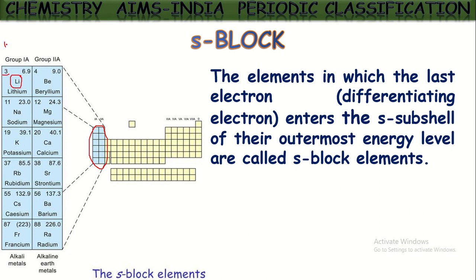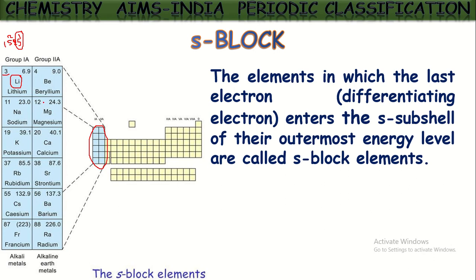For example, if you see lithium among these, we know the atomic number of lithium is 3. If you write its configuration, 1s2, 2s1. Where is the differentiating electron for this lithium? Differentiating electron in the sense the last electron of that element. So totally it has 3 electrons and the last electron is in this 2s subshell. So it has its last electron in its s subshell. So it is considered an s block element.